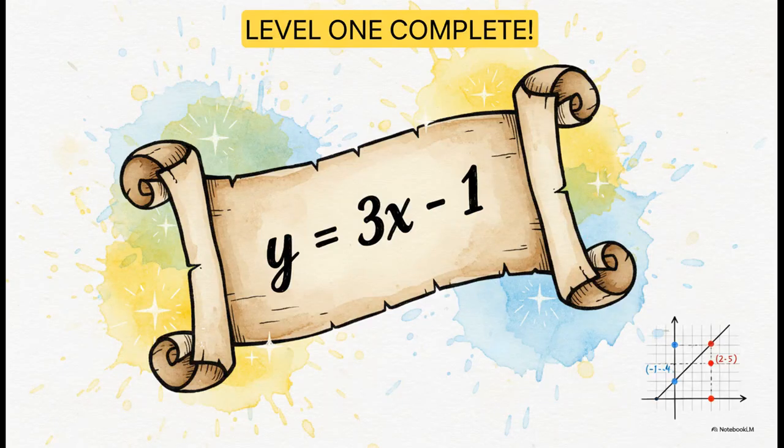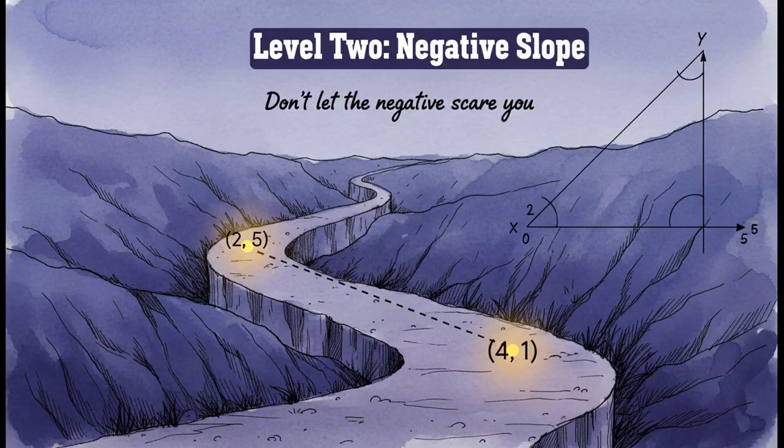And that brings us to step 4, victory. We've got our slope, we've got our y-intercept, the final equation is y equals 3x minus 1. Level 1 complete. All right, you ready for level 2? This time, we're going to see a negative slope with the points (2, 5) and (4, 1).